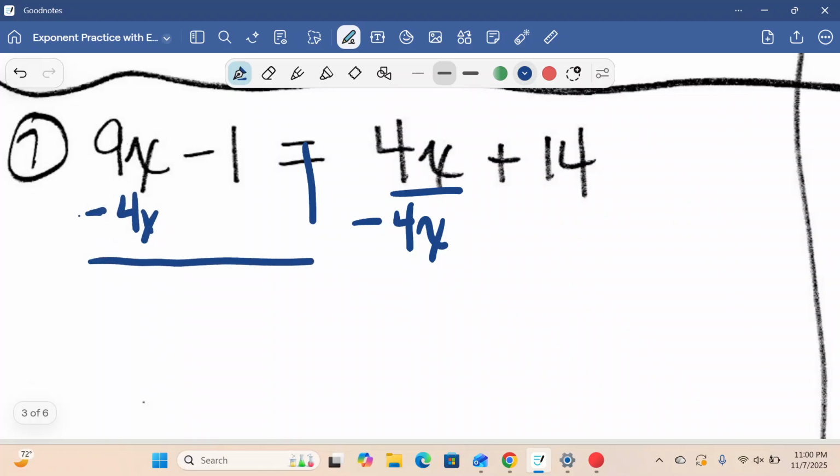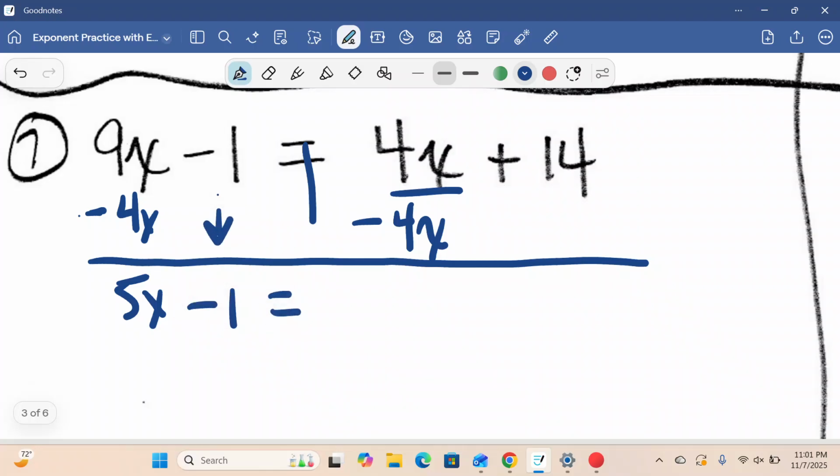Then I'm going to draw my line because I like to make sure that I know the work on the top and I don't get myself mixed up. So on this side, you have a 9x minus a 4x. 9x minus 4x gives us a positive 5x. And of course, if you don't believe me, you can input it in Desmos, and Desmos will do it for you. You bring down the negative 1, and then you bring down your equal sign.